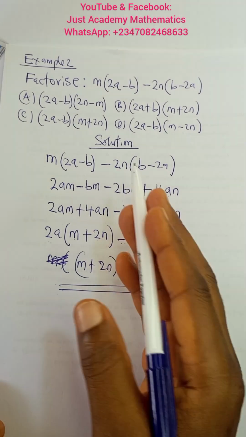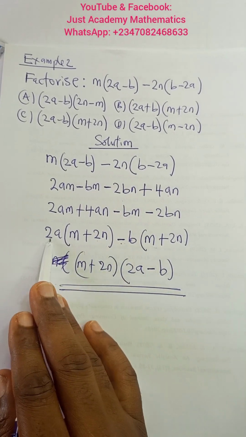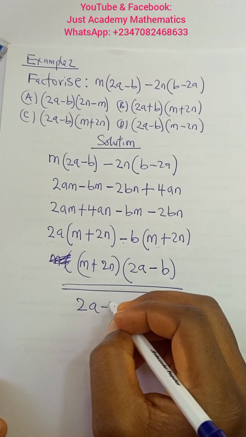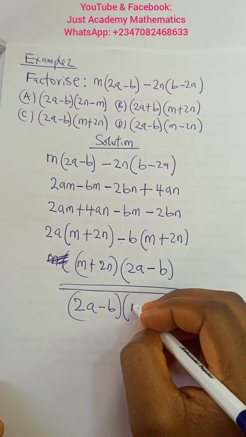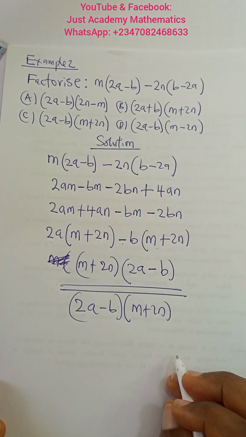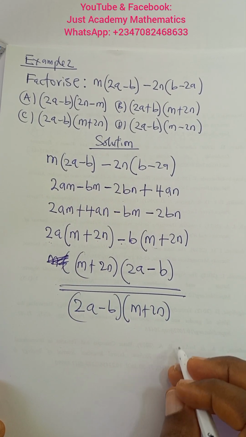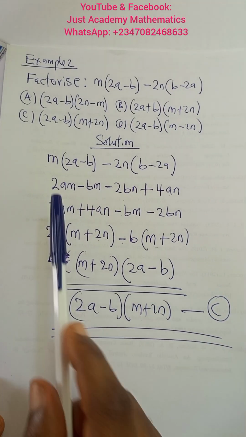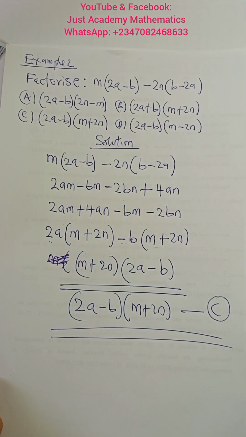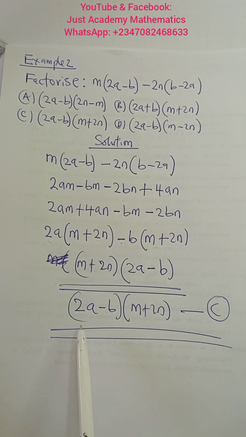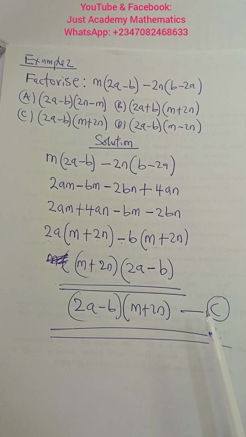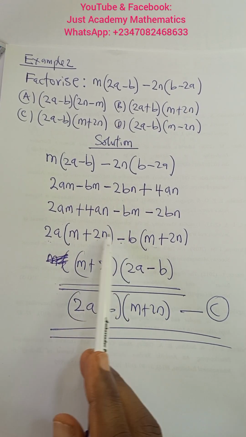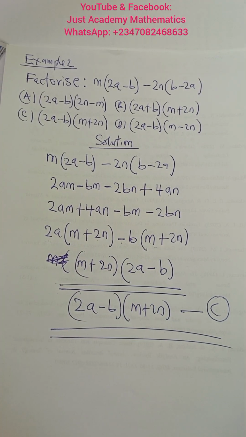But anyone can come first anyway. If you factor, notice that 2a is starting first, so we can start with 2a minus b times m plus 2n. They are the same thing. And that should be option C. So you solve it to tally with the arrangement in the options. In the option, this bracket comes before this bracket. You see, the same thing. Assuming I was looking at it, I would have factored these ones out first, but it's the same thing. So that is it for number 3.